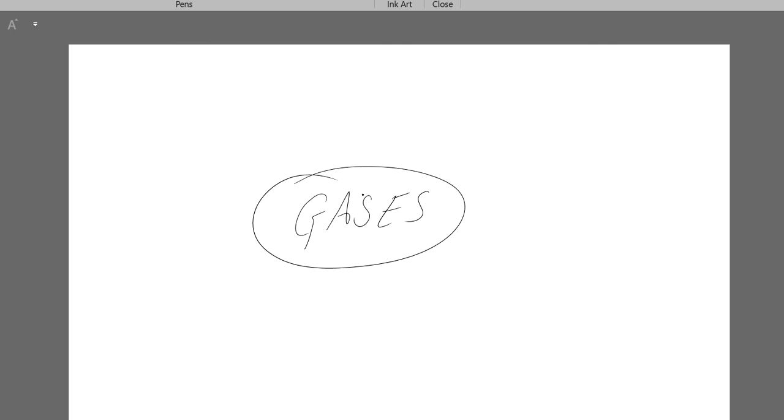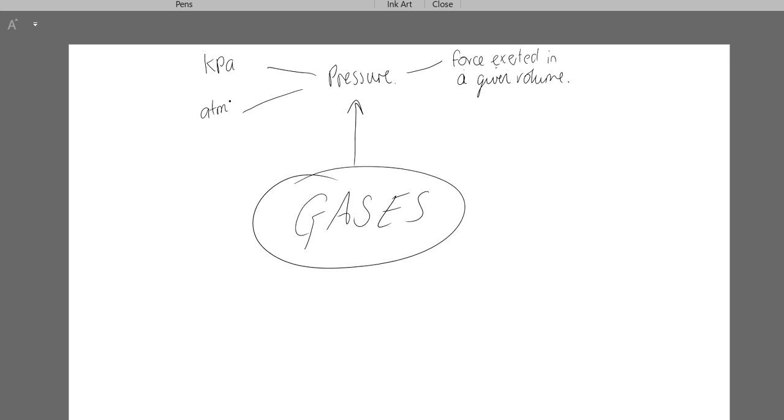But I'll just remind you in terms of gases, what we talked about a little bit is that concept of pressure, that concept of gas pressure, and what that means is talking about the force exerted in a given volume. Okay, force exerted in a given volume. All right, generally we measure pressure in kilopascals or in atmospheres. And remember that you might have to convert between different units, and those conversions are found in the data book. I think it's 1 atmosphere to 101.3 kilopascals or something very similar to that.